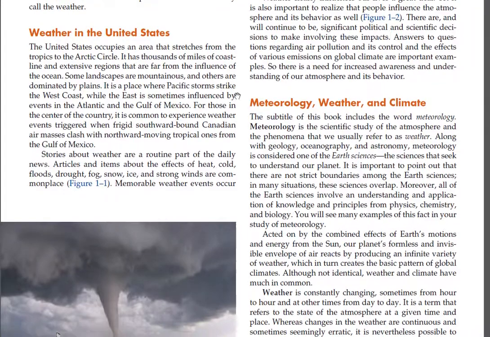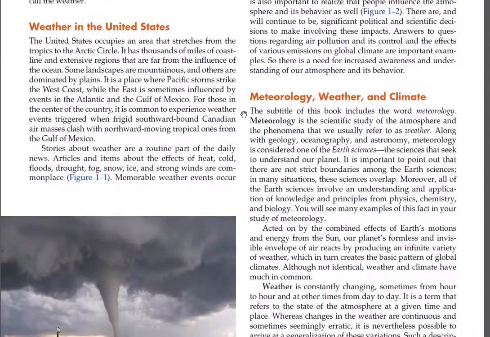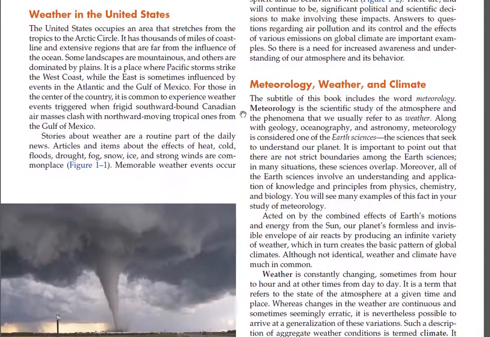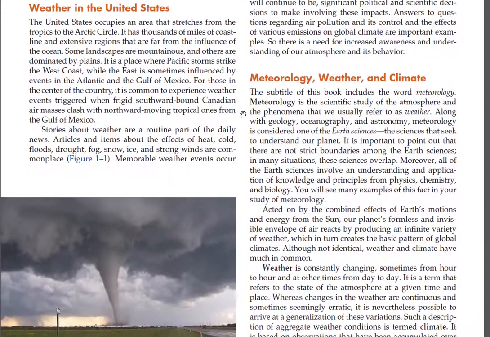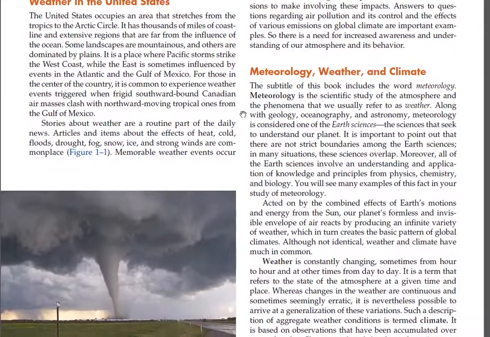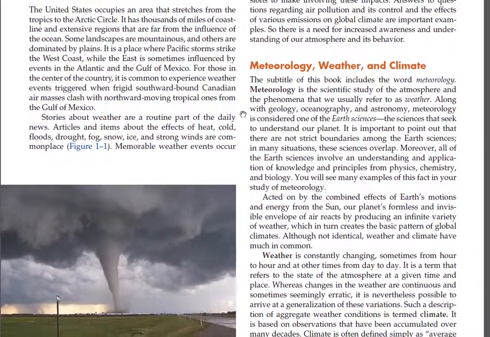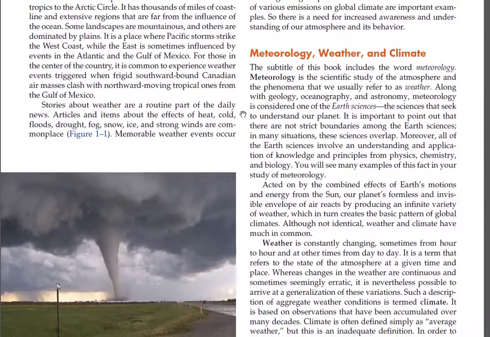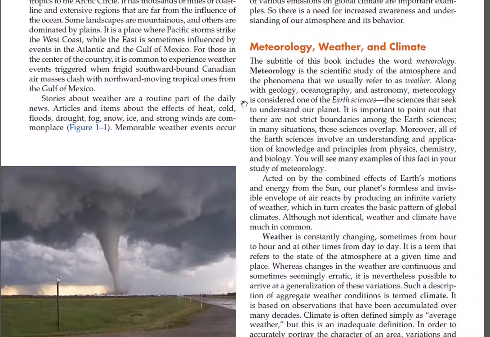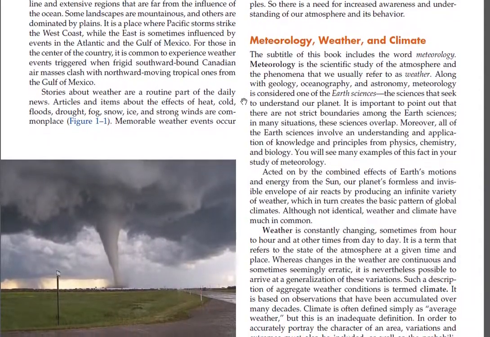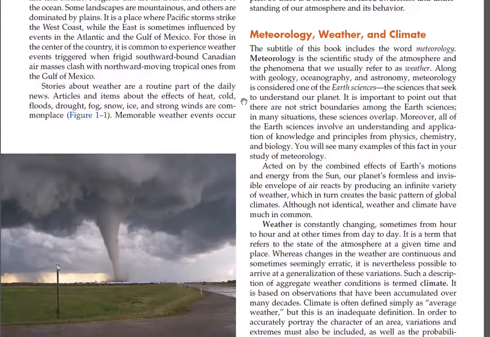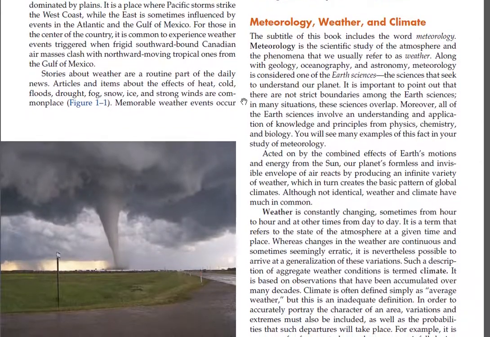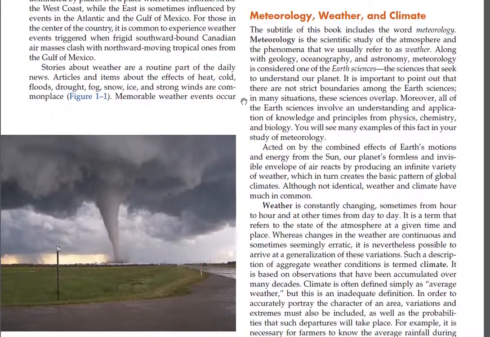Meteorology, weather, and climate. The subtitle of this book includes the word meteorology. Meteorology is the scientific study of the atmosphere and the phenomena that we usually refer to as weather. Along with geology, oceanography, and astronomy, meteorology is considered one of the earth sciences, the sciences that seek to understand our planet. It is important to point out that there are not strict boundaries among the earth sciences. In many situations, these sciences overlap.